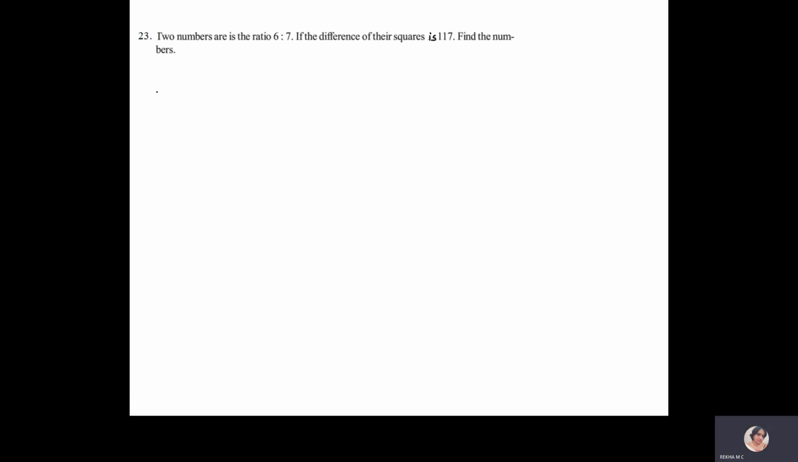Next question. Two numbers are in the ratio 6 is to 7. If the difference of their squares is 117, find the numbers.